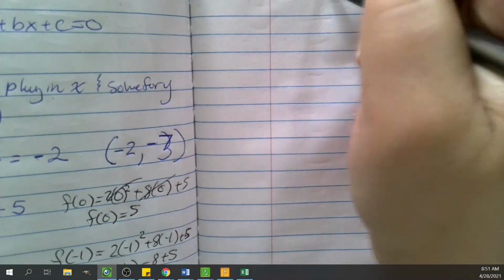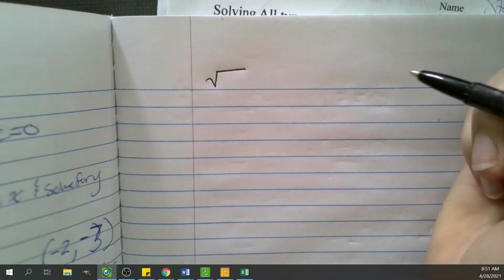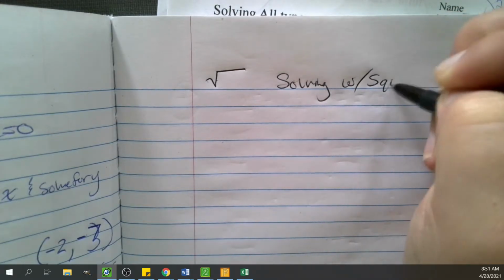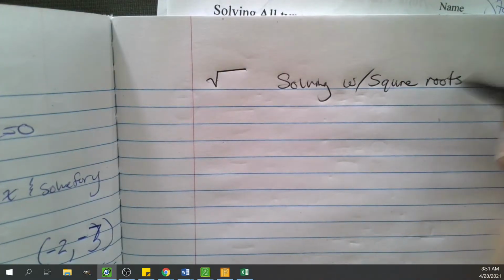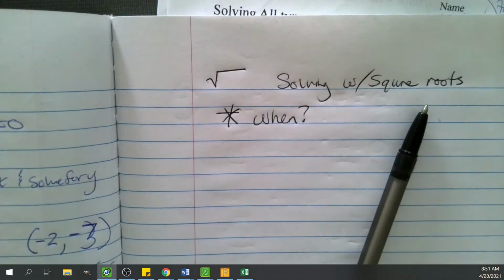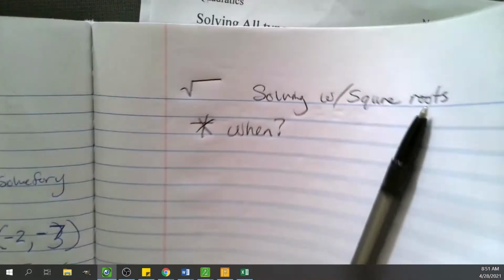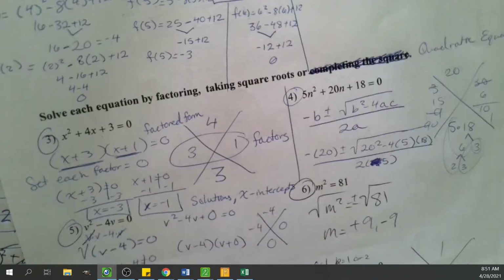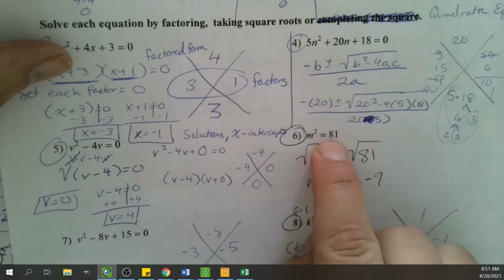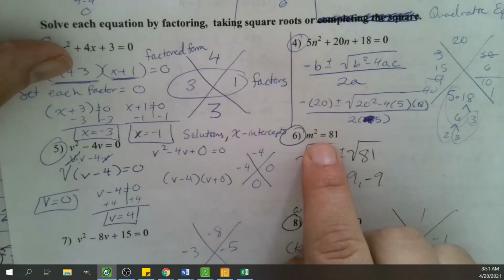Let's do some easy stuff. What's this called? Okay, solving with square roots. The first big question is when. I want to show you. So if we look over here, this is the review we did as a game. I want to show you when we did square root. Okay, can you see it's m squared equals 81? That was a setup for square root automatically.